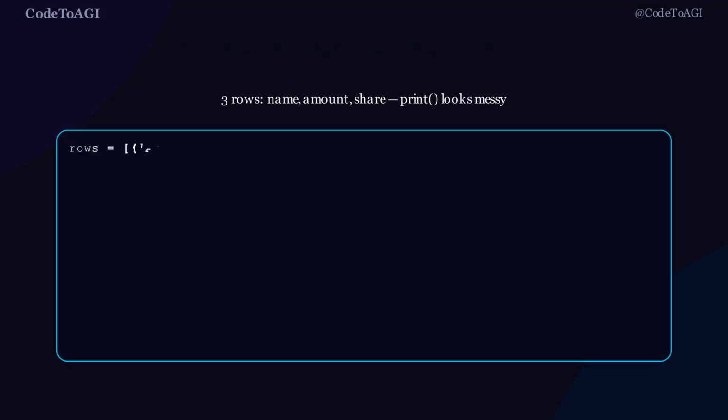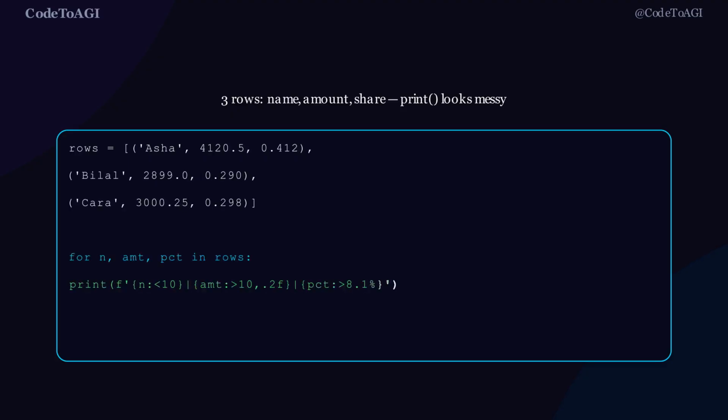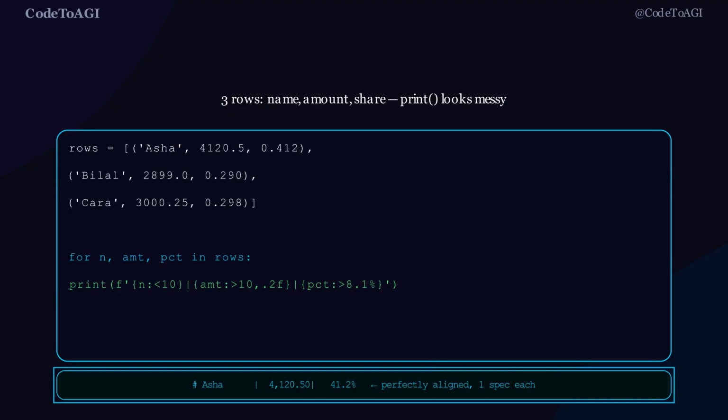Let's build something live. A sales report, names, amounts, percentages. Unformatted first: misaligned columns, ugly floats. Now watch the format spec fix it. Less than 20 for names, a left aligned column. Greater than 10, comma, .2f for amounts. Greater than 8, .1% for share. One spec per column, a perfectly aligned table. That's a real report built in 5 lines.